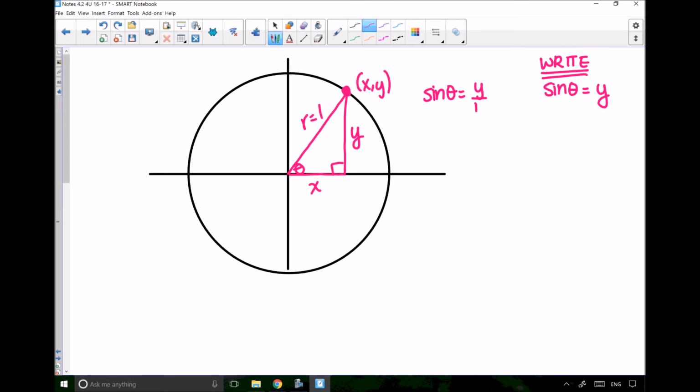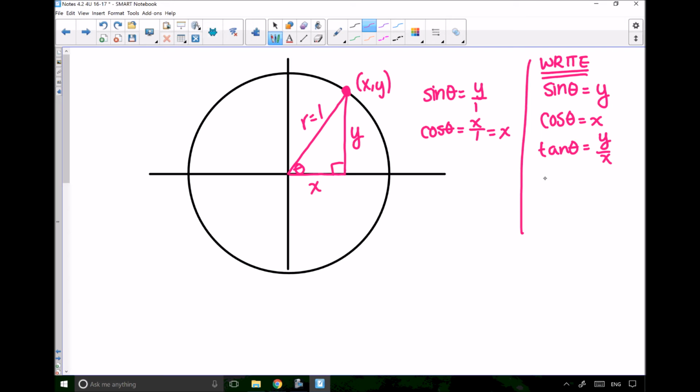Okay? We also know that to find cosine of theta, this is the stuff I need you to write down. To find cosine of theta, I'm going to do adjacent over hypotenuse, so it'll be x over 1, which is just x. So I can say that cosine of theta is equal to x. Okay? Now to find the tangent of theta, I have to do opposite, which is y, over adjacent, which is x. So I will get y over x.